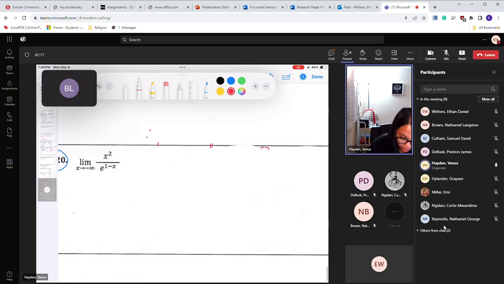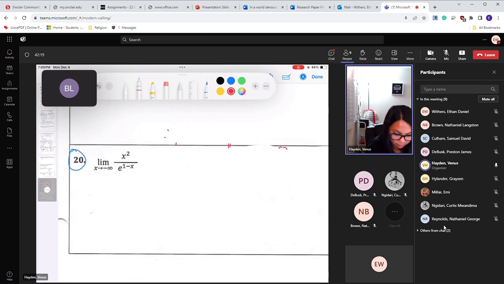So number 20, I have to find the limit as x approaches negative infinity of x squared all over e to the power of 1 minus x. So in here, step number 1, the limit as x approaches negative infinity of x squared. If I try to graph x squared, still a parabola. As x approaches negative infinity, it goes to positive infinity. Now, the limit as x approaches negative infinity, the denominator, which is e to the power of 1 minus x.